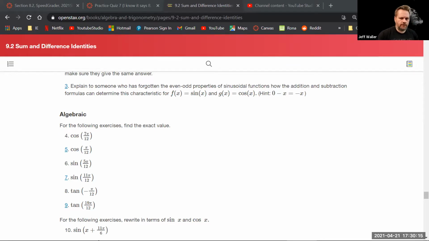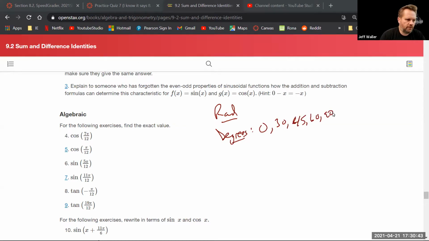So when you're using these sum and difference identities, especially with radian measure, it gets a little bit strange how to break these up. But help me out here. What are some radian measures? For degrees, you're supposed to know 0, 30, 45, 60, 90, right? And then of course it's all reference angles after that. It's always been reference angles.